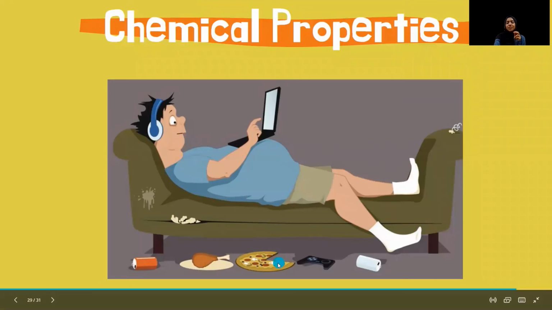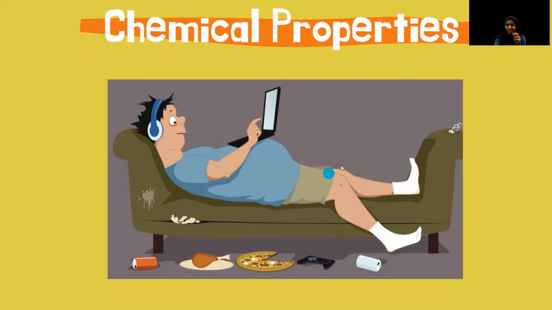Alright, moving on to the chemical properties. Before we go in further, have a look at this fat guy. He is having an inactive and sedentary lifestyle. How does it relate to group 18 elements? It is because the elements in group 18 are inert, chemically inert.